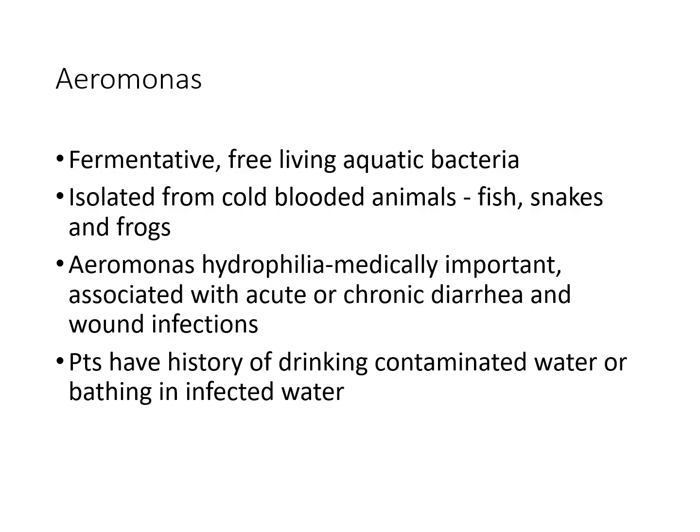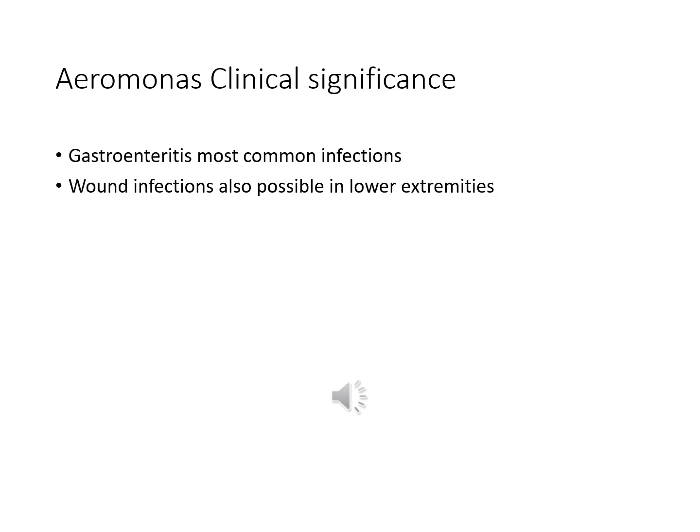For wound infections, particularly following exposure to contaminated water, this can lead to soft tissue infections. For risk factors, patients often have a history of drinking the contaminated water or bathing or swimming in the infected water bodies. Aeromonas can cause gastroenteritis. Gastroenteritis is the most common infection from it. We can also see wounds in possible lower extremity specimens as well. So again, people that are in fresh water with scrapes or abrasions while swimming, that could be a route of entry through that non-intact skin.